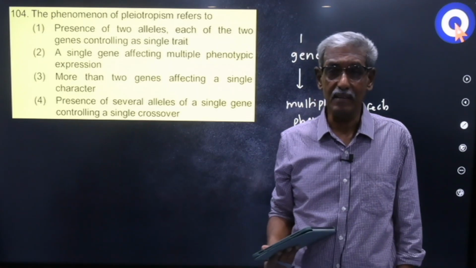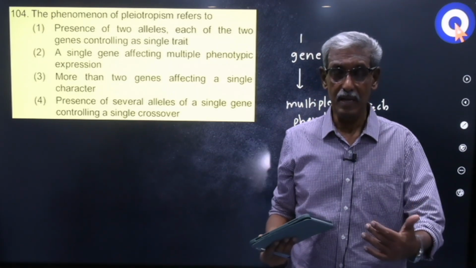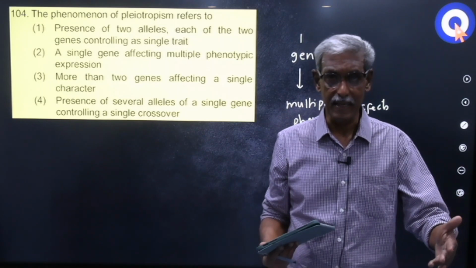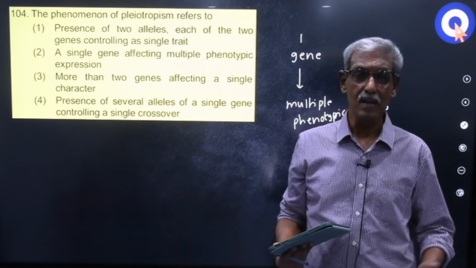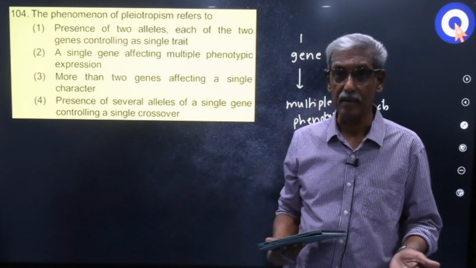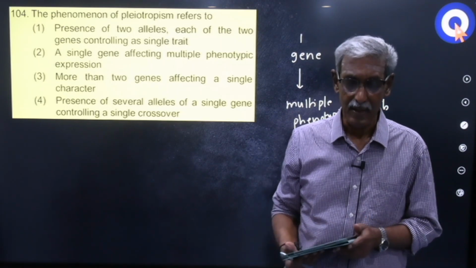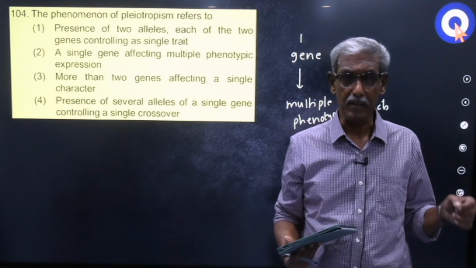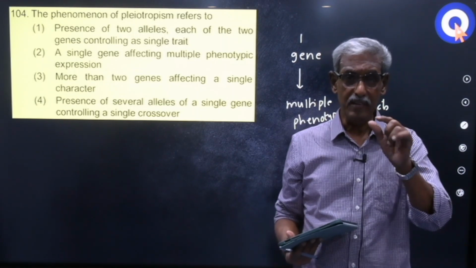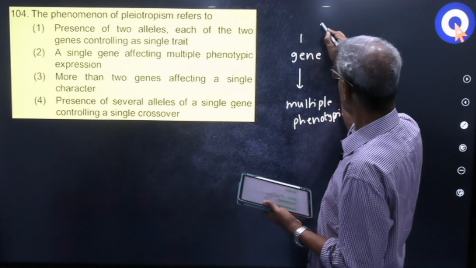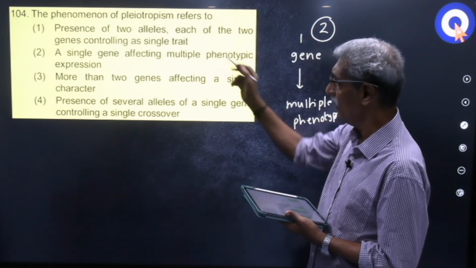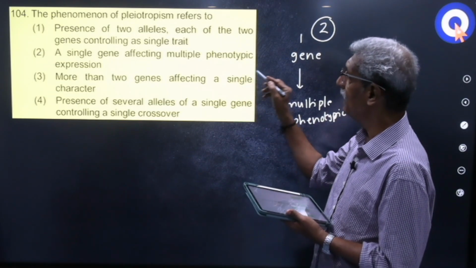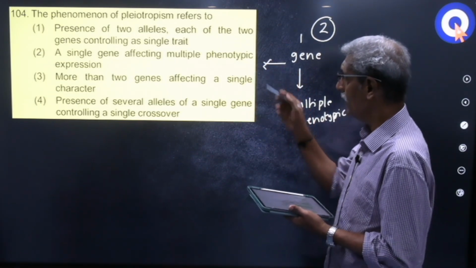In this context, if you inherit a gene for intelligence, intelligence could also lead to musical ability, reading ability, and memory ability. This is called a pleiotropic gene. A pleiotropic gene is expressed even in plants. In plants, supposing there is a gene for pigmentation, the gene for pigmentation is also associated with phytochromes. It is also related to trapping of solar energy. So one gene, many effects is called pleiotropy. So the option here is 2. Remember, it is not two alleles controlling a single trait. It's not two genes affecting a single character. It's not several alleles of a single gene controlling a single crossover. It is very clearly option number 2, a single gene affecting multiple phenotypic expression.